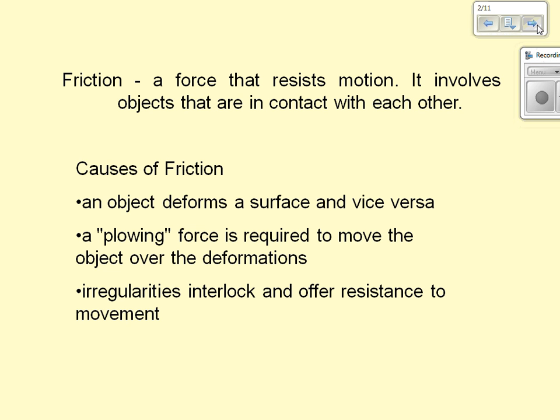Okay, so some causes of friction. There's a handout here you can grab, Kyler.